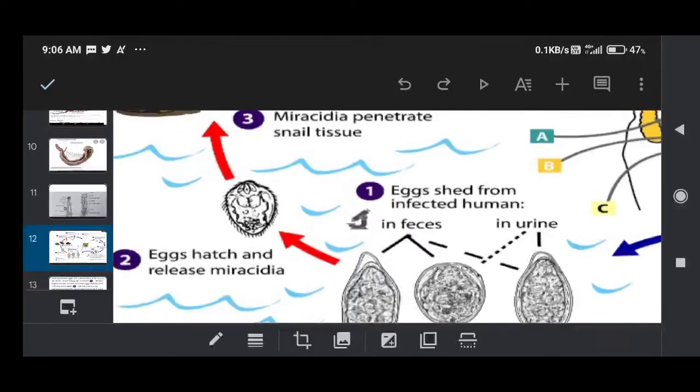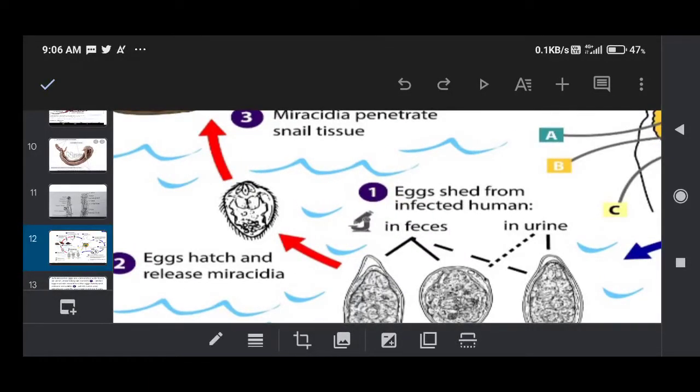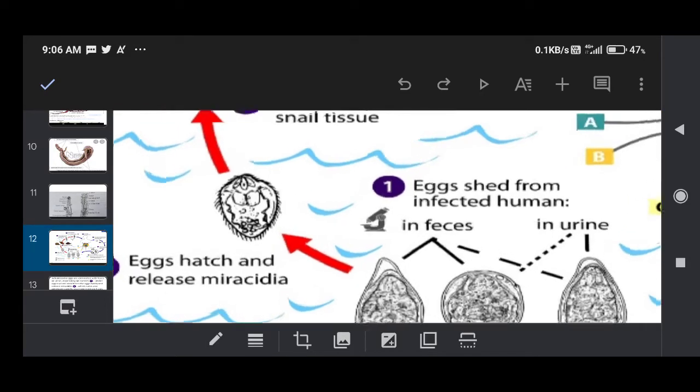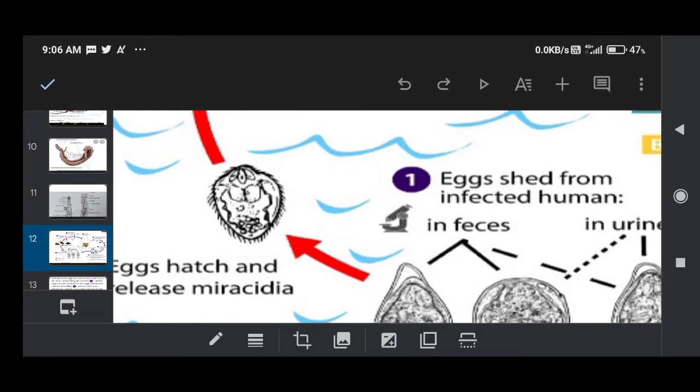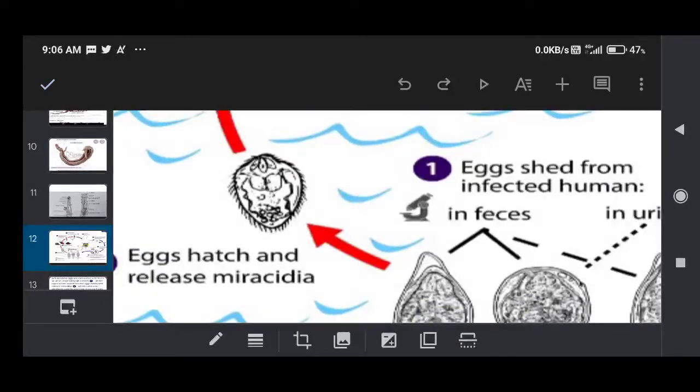Generally, inside the capsule, the miracidium larva has already developed. This larva has special penetrating glands to penetrate into the body of the snail, into the liver of the snail, and some flame cells and some intestinal cells are also present. These miracidia have cilia for movement.